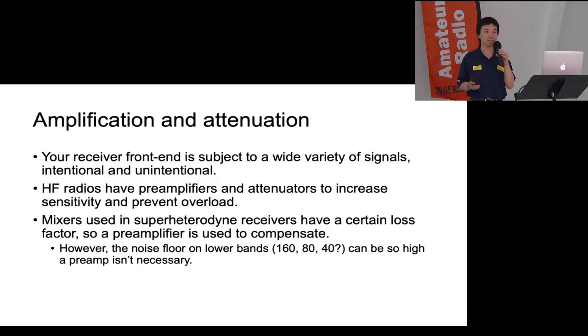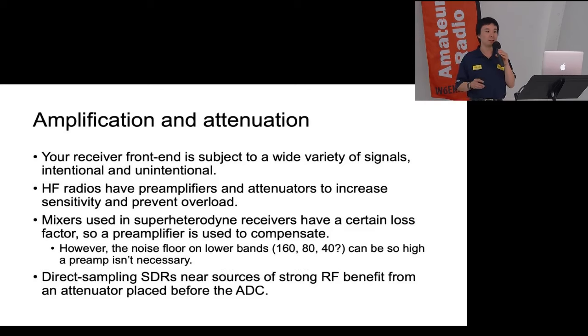If you have a direct sampling SDR, say a 7300 or a 710, you want the attenuator, especially if your radio is next to sources of strong RF, be it that broadcast station down the street, the ham next door, or maybe that lava lamp you really like in your room.